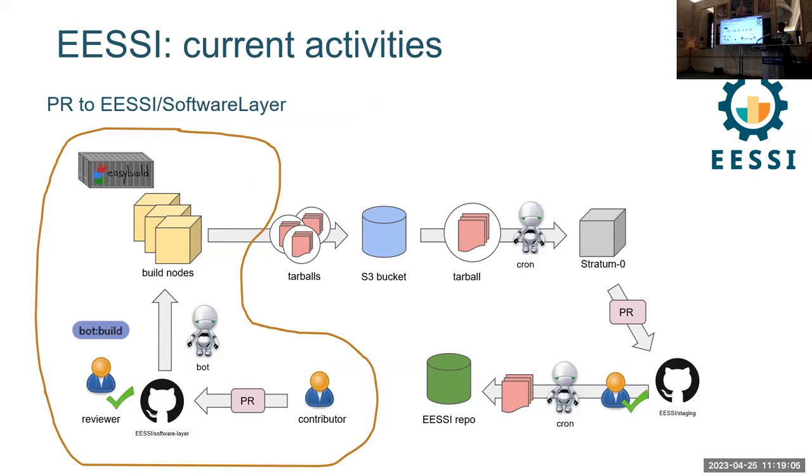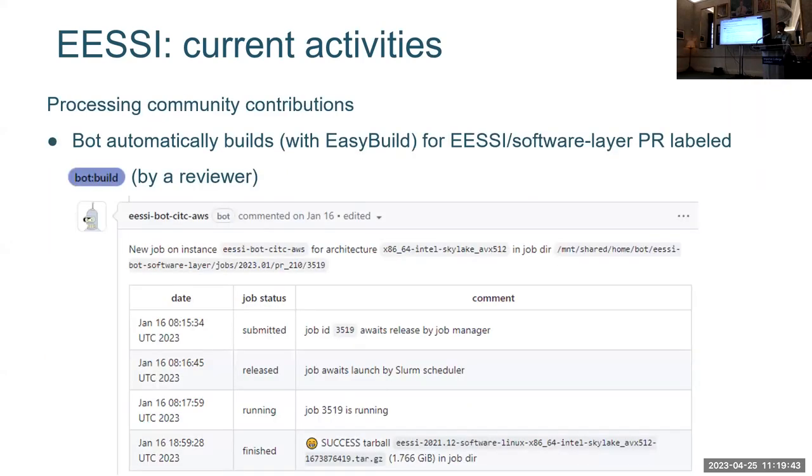So basically the idea is that the contributor first does a pull request to the software layer and says, okay, I want to add this package, this EASY config. Then there's a reviewer on the bottom left. He checks, is this sane? Is there nothing weird here? If it looks okay, he can add the bot build label to the GitHub PR. And then it gets picked up by a bot that's running in AWS. This is running in a virtual cluster on AWS. It can spin up a lot of different types of nodes with different architectures. And those actually do the builds of the software on these different architectures. They'll be packaged in tarballs. And that is basically where this first step ends, and the bot will report back to the PR and say, okay, I successfully built this tarball for this particular architecture.